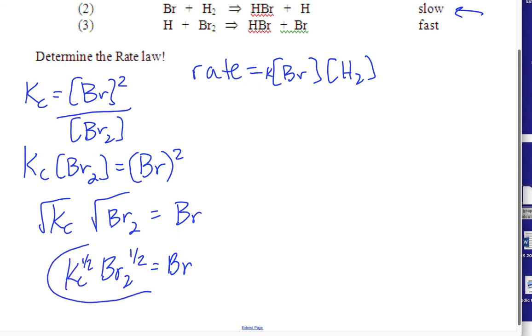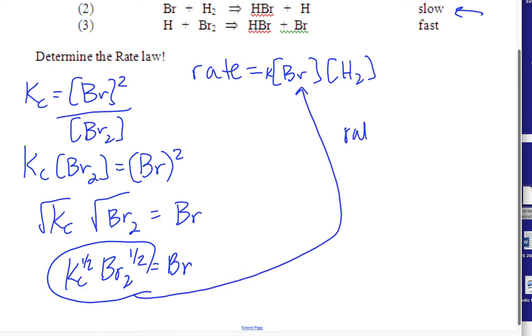So what I'm going to plug back into this is rate. I've got a k and a k, that makes a k, times Br2 to the 1/2 times H2. So I've always said what order was. What is the literal meaning of order? Order is what? How many of those molecules are in the rate determining step? So an order of 1, 2, 3 makes sense. An order of a 1/2, you can't have a 1/2 a molecule.